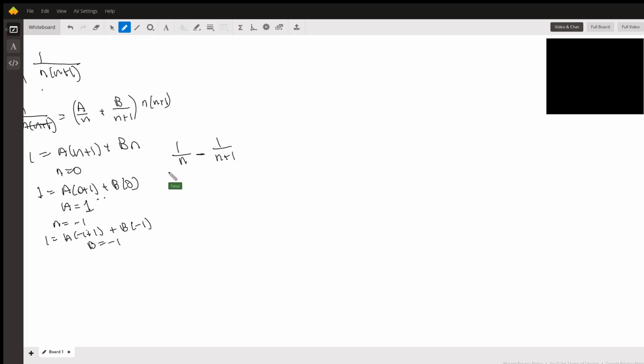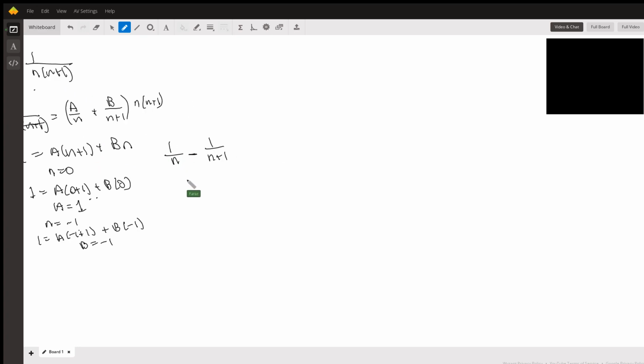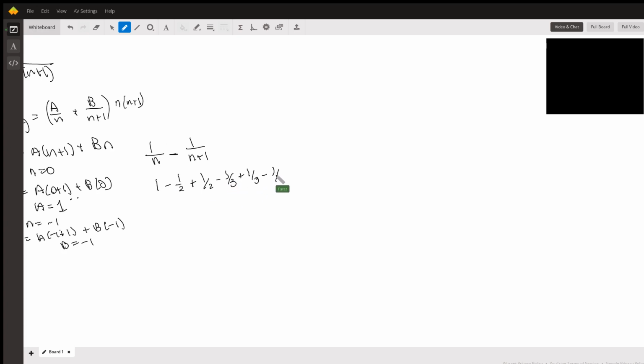So now I'm just going to plug in 1, 2, 3, 4, so on and so forth. You see it starts with n equals 1. I'm just going to go ahead and plug that in. I'm going to get 1 minus 1 half. Now I'm going to plug in the 2. I'm going to get plus 1 half minus 1 third. Plug in the 3, plus 1 third minus 1 fourth. What you're going to see right here is these, and eventually the 1 fourth, so on and so forth, are going to cancel out. This series converges to 1.